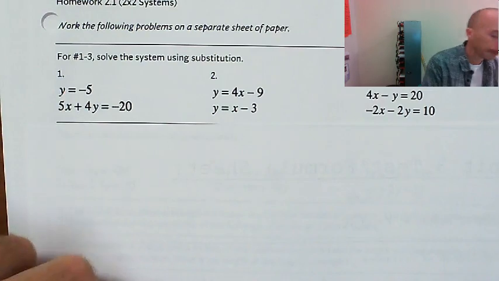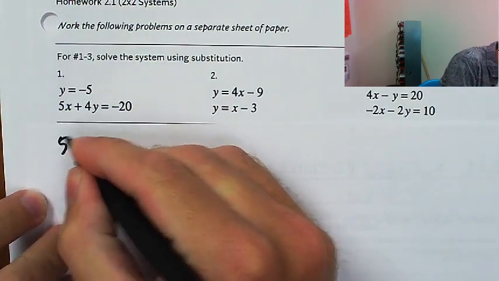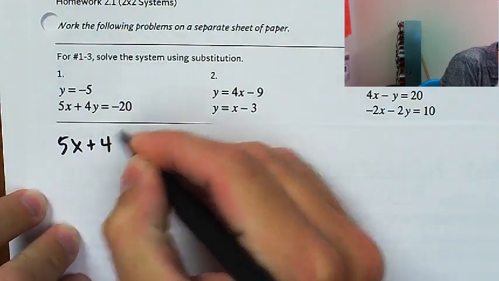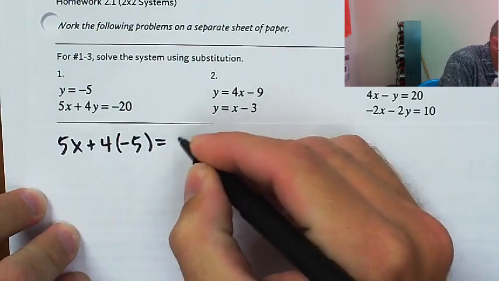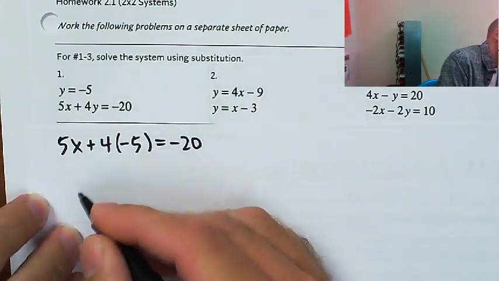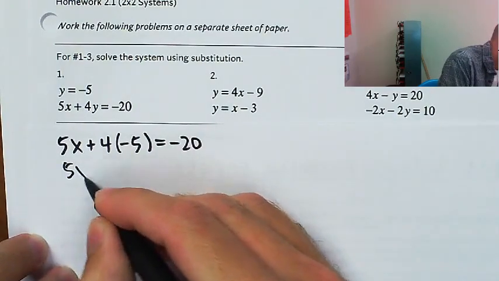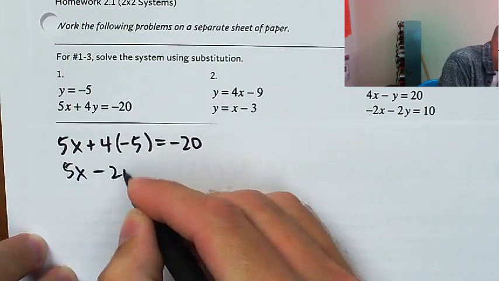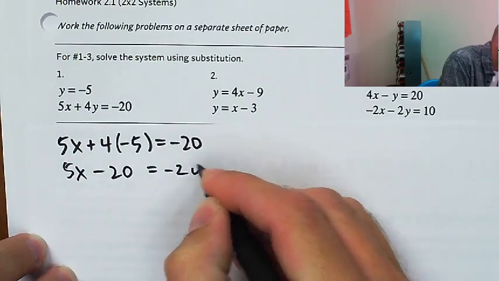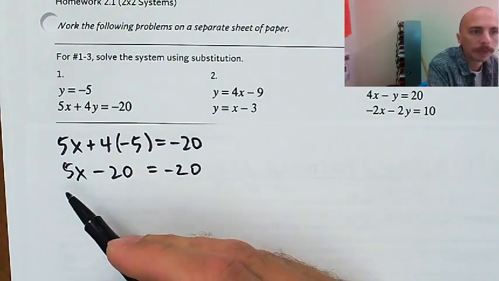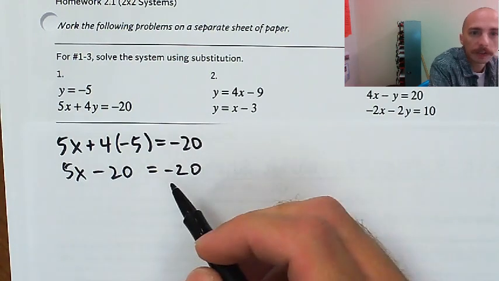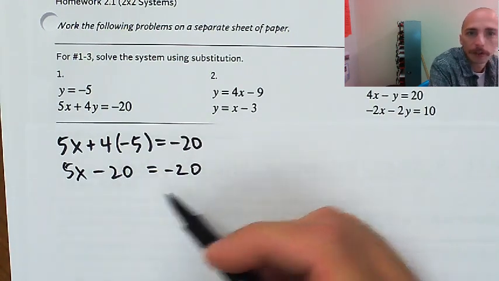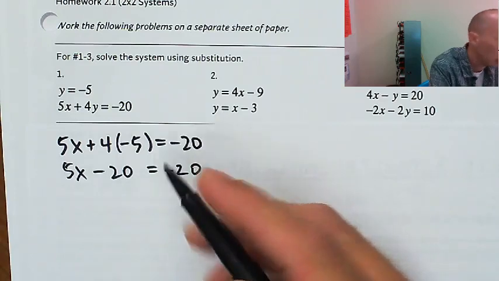to substitute on y. So I've got 5x plus 4 times y, which I now know is -5. That's going to add together to equal -20. So that's 5x plus -20 equals -20. Maybe you can see what x is going to be right here, but it's going to need to be x equals 0, right? If I add 20 to both sides, then I'll get 5x equals 0.